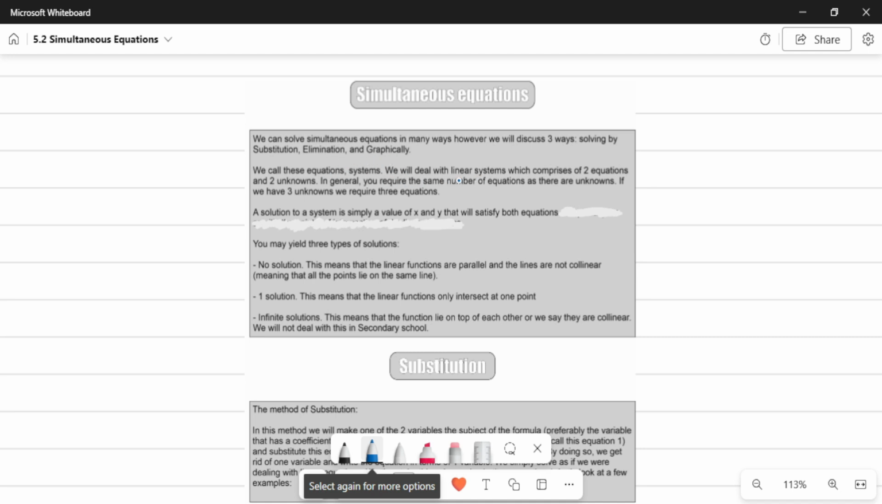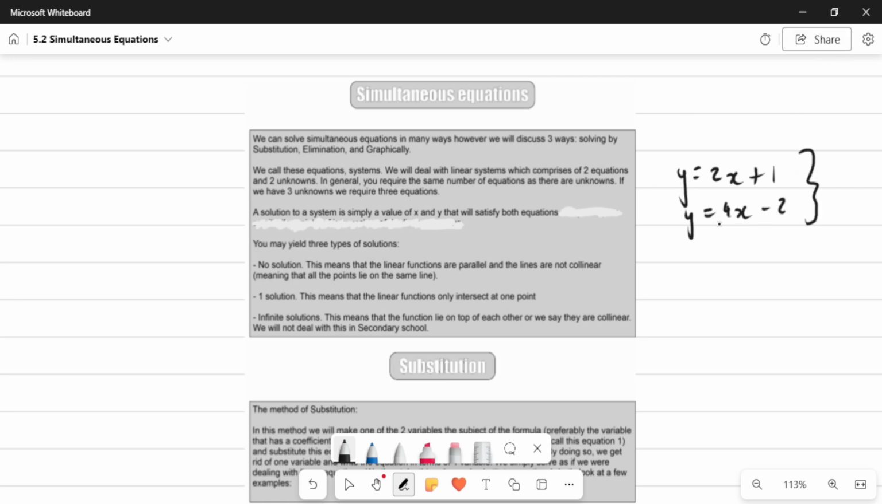We will deal with linear systems, which comprise two equations and two unknowns, right? So let's say, for example, you're given y is equal to 2x plus 1, and you're given y is equal to 4x minus 2. This is what we call a system of linear equations. And the most important rule is that you require the same number of equations as there are unknowns.